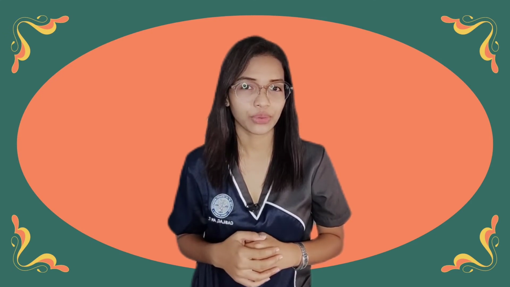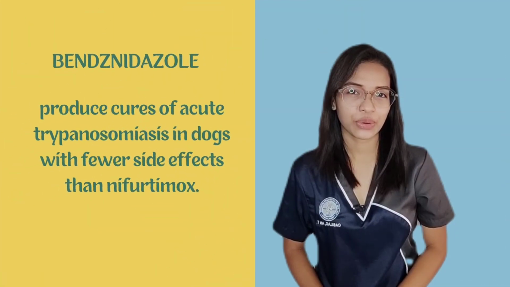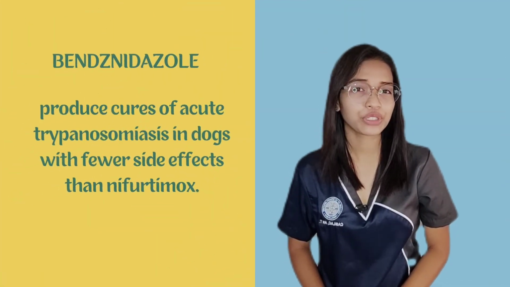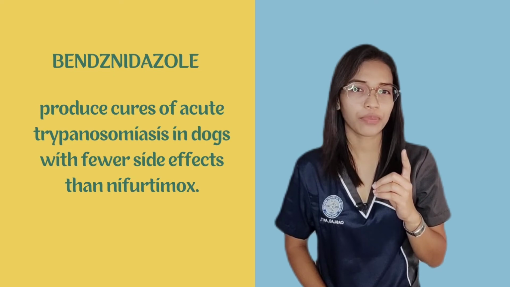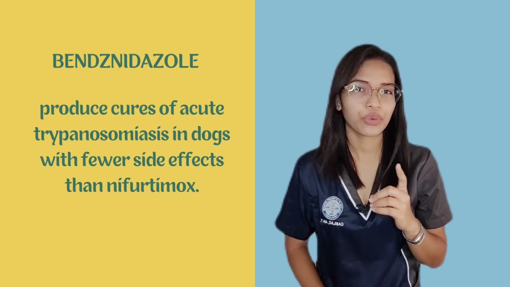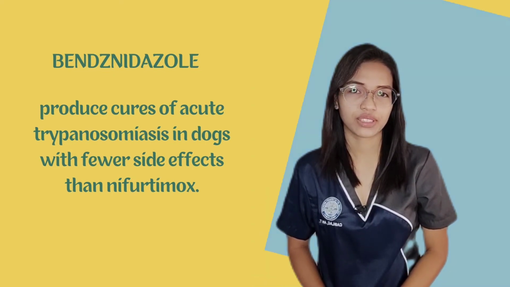Here, I'll discuss further the information relating to nitroimidazoles, and this includes metronidazole, ipronidazole, metridazole, and ronidazole. They are heterocyclic compounds containing a 5-membered ring similar to the nitrofurans. To know more about them, we have here first the benznidazole. Benznidazole has been shown to produce cures of acute trypanosomiasis in dogs with fewer side effects than nifurtimox.